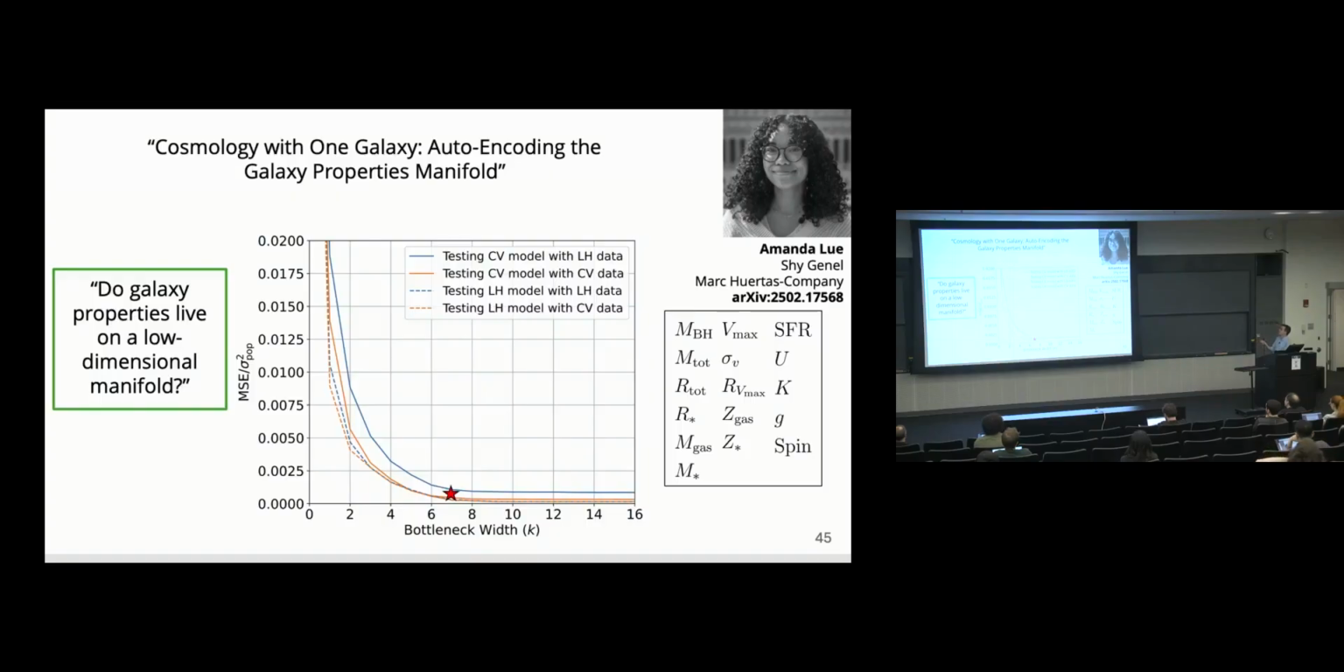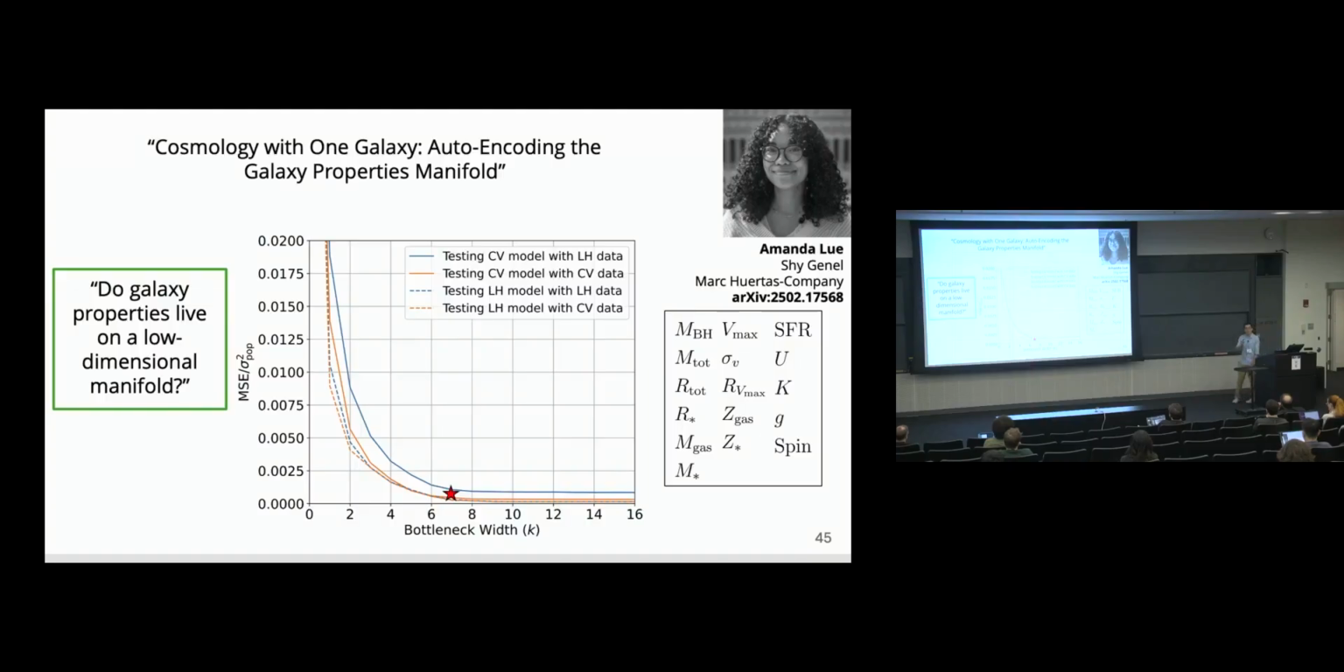So Amanda Liu, who's a PhD student at Columbia, did this analysis using the properties of cosmology with one galaxy. Basically, she tried to auto-encode these properties, but did it as a function of the bottleneck width, right? And what she found was that at around 7 nodes open, the amount of information that our model uses to describe all of these parameters saturates, right? Which means that with just 7 latent parameters, I can describe the distribution of 16 latent parameters over here, right?